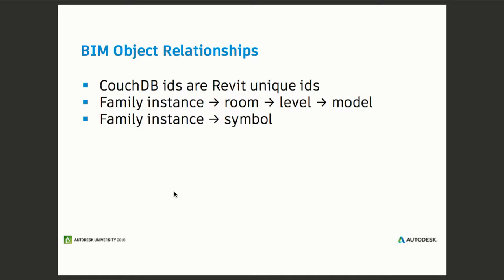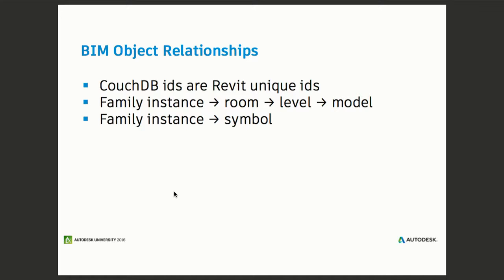The family instance has to know which room it belongs to. The room knows which level, and the level which model. This is very similar to Revit also. There are some objects that have hosts, for instance. And if you ask a wall, give me all your doors, it will say, I don't know what doors are. I have no doors. You have to go to the door and say, hey, door, who's your host? And then you get the wall. And this is exactly the same structure. So I was pretty much following Revit thinking here.